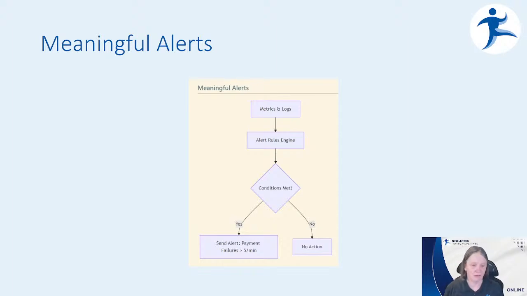Meaningful alerts are crucial. You want alerts not for the sake of alerts. My friend Leon did a talk about how alerts don't suck, but your alerts suck. You want alerts that make sense for what you're going to deal with and that you're actually going to address. Here you can see an alert rules engine: are these conditions met? They are? Okay, now we need to send an alert. We've had more than 5 payment failures in a minute, so we probably should look at that service.